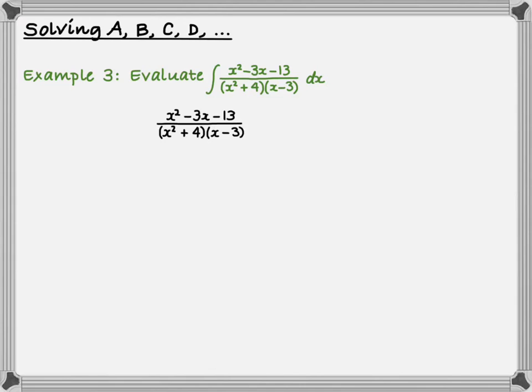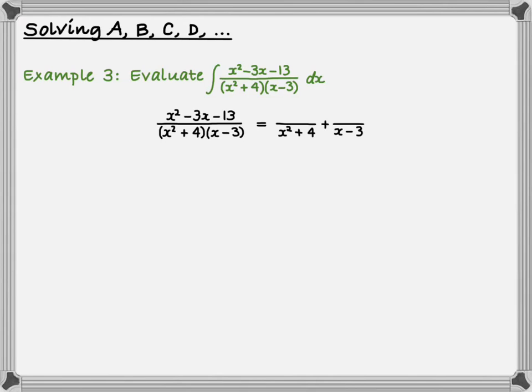If we look at the denominator, we see that the degree is 3 and the degree of the numerator is 2. So the degree of the numerator is less than the degree of the denominator, and we are ready for decomposing into partial fractions. Furthermore, we can see that there are two distinct factors, the quadratic factor x squared plus 4 and the linear factor x minus 3, which means we can decompose this fraction into two parts, a fraction with denominator x squared plus 4 and a fraction with denominator x minus 3.